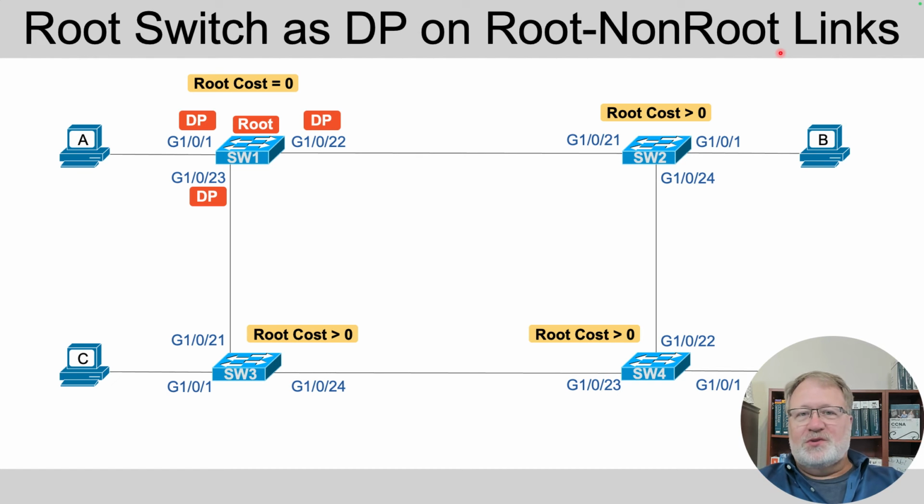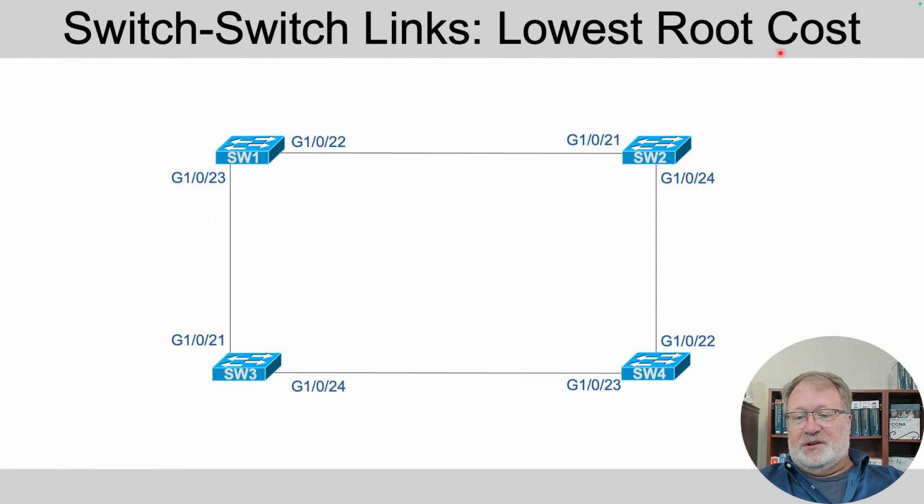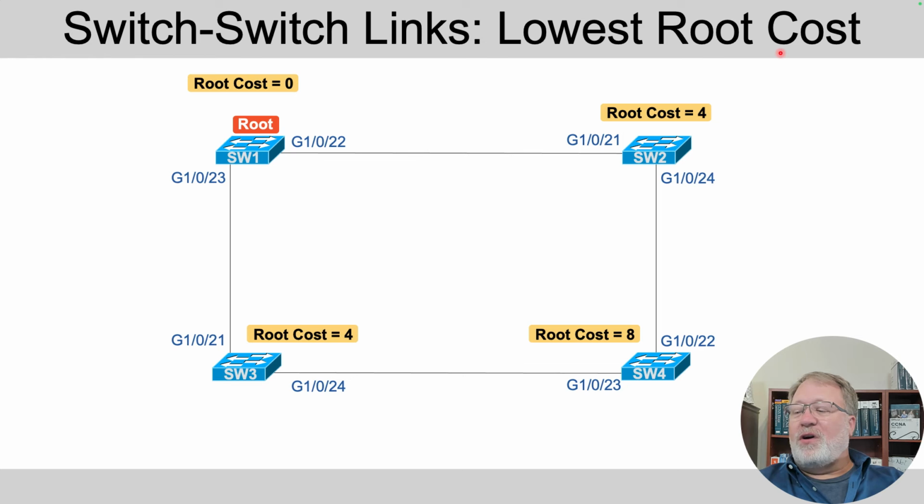Make all the root switch's ports designated ports. Then go one by one on all the switch to switch links like we see here. What about the rest of those? Well, there's our root switch. It's got a root cost of 0. Here are the root costs of the other 3 if we're back to that scenario with all default port costs.